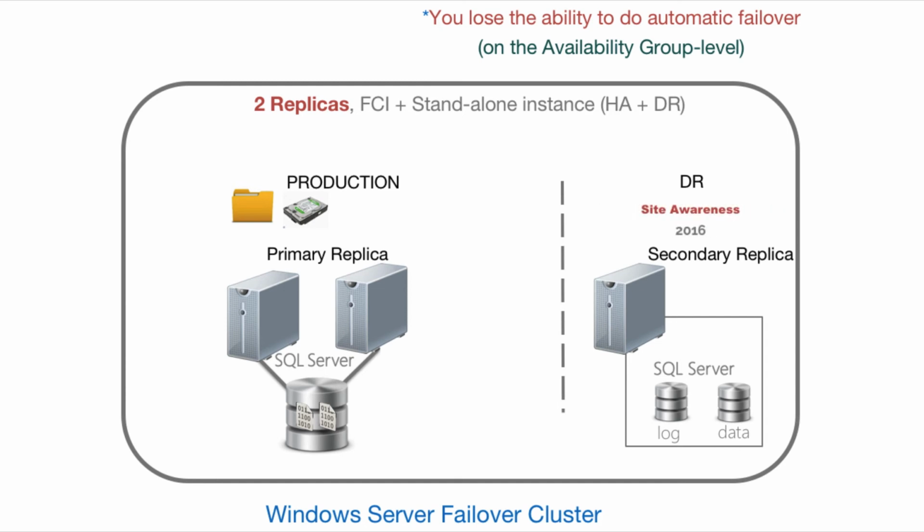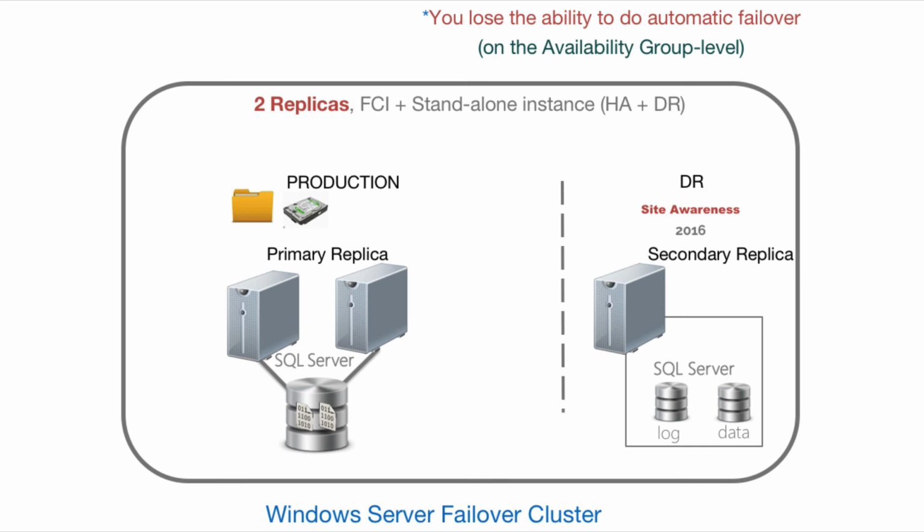If it's a Windows Server 2016 failover cluster, you can configure site awareness. And again, similar to when you're stretching your failover cluster to a DR node, you could configure asynchronous replication on the DR node for your availability group. You don't have to think about that from within the production data center because you only have a single replica.